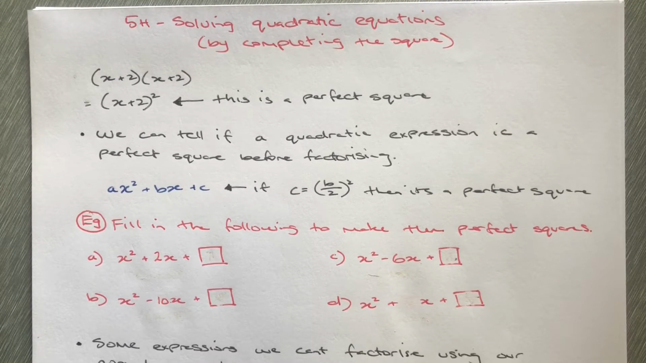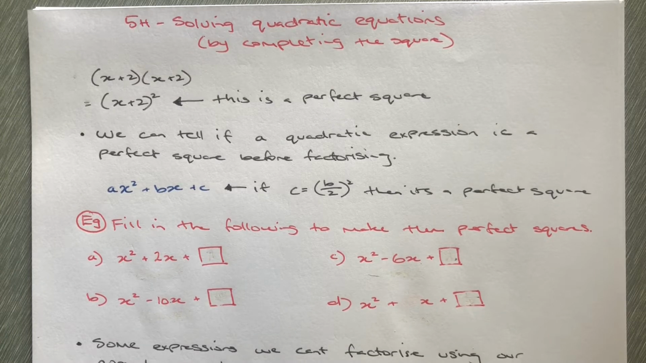Hey year 10, now we're doing 5H, which is solving quadratic equations by completing the square. So we've already solved them by factorising in a different way. Completing the square is another way to factorise because sometimes you can't actually do the method that we were practicing earlier. Now hopefully you remember what a perfect square is. If you don't, that's okay, I'm about to show you.